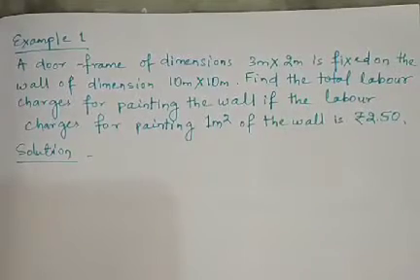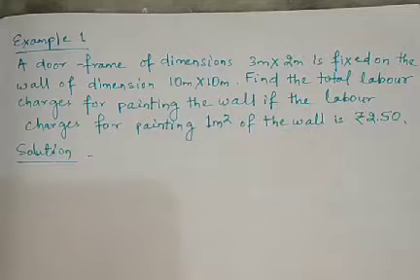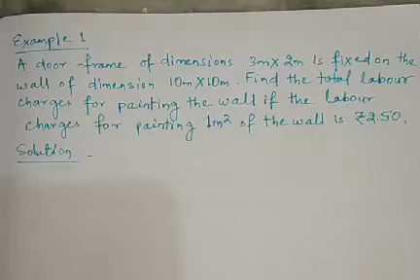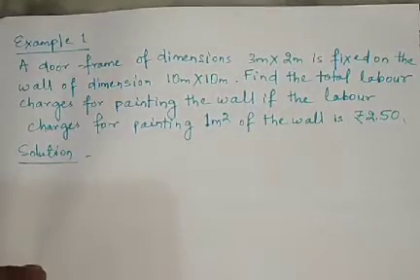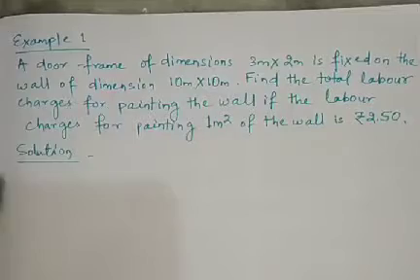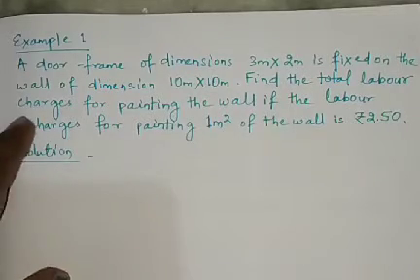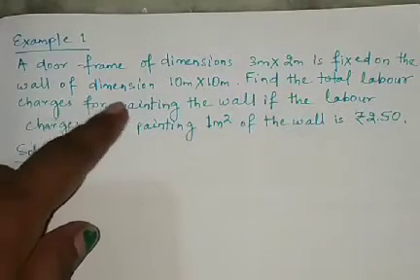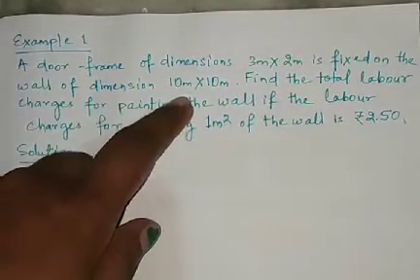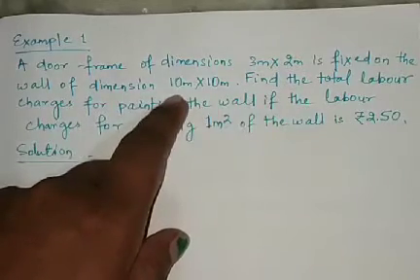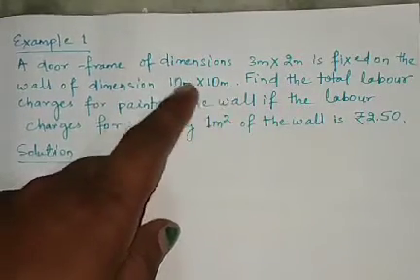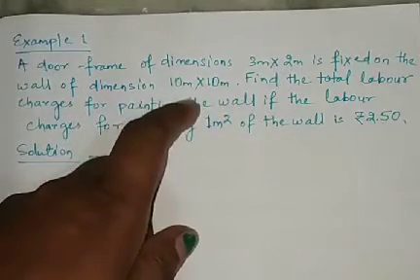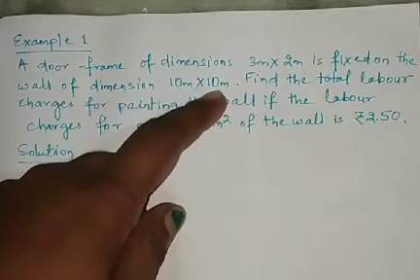Okay. So here, example 1. A door frame of dimension 3 meter into 2 meter is fixed. Dimension means length into breadth. It is showing length and breadth. It is fixed on a wall of dimension 10 meter into 10 meter. Whenever it is written 10 meter into 10 meter, the first is length, the other is breadth.